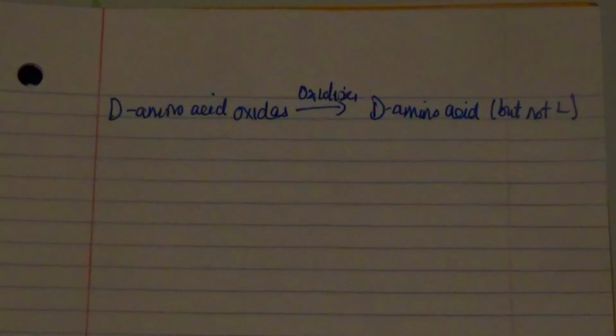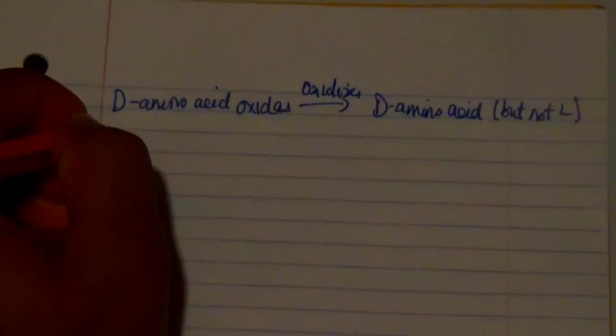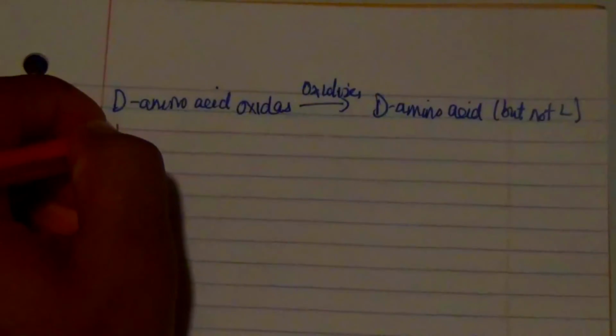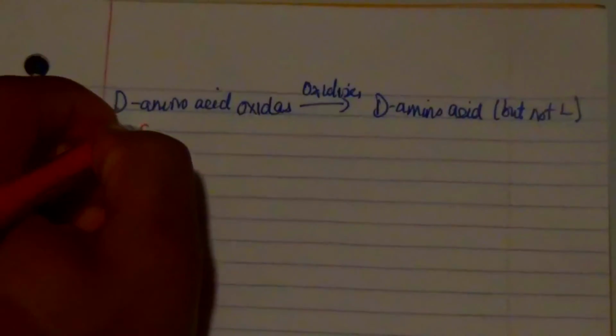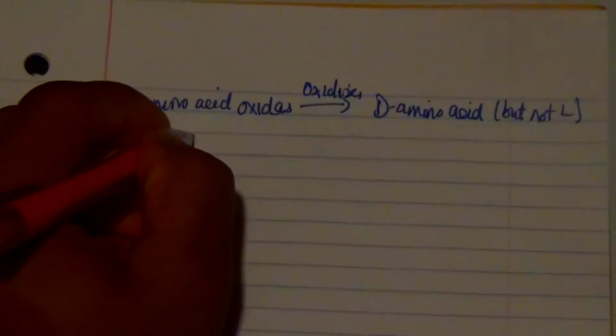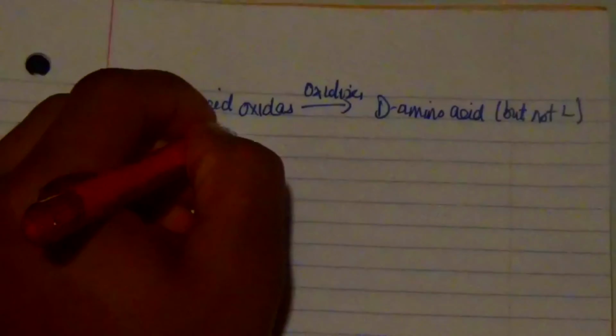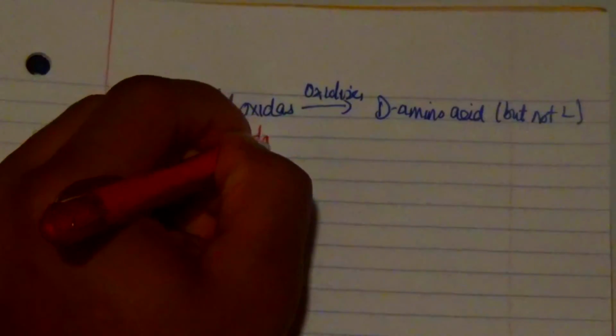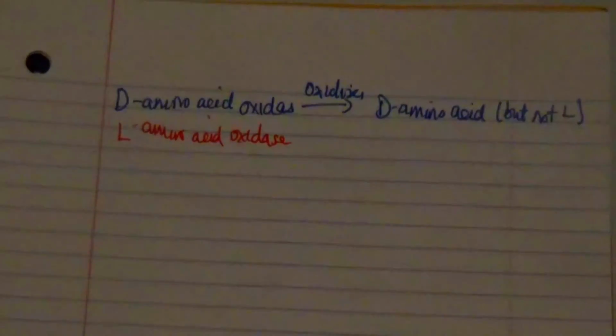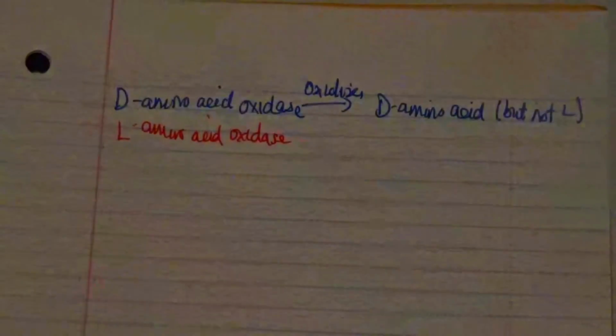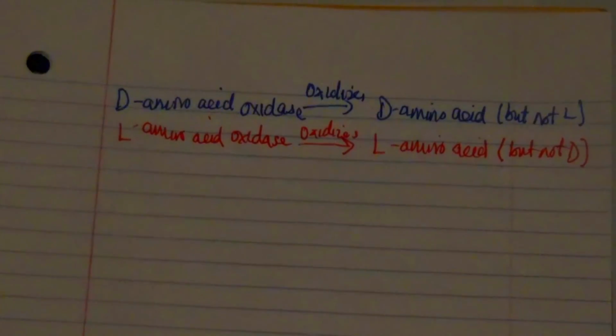However, on the other side, we have another enzyme which focuses on the other enantiomer, which is L-amino acid oxidase. What does this do? I forgot my L on the other one. This other one oxidizes the L enantiomer of the amino acid. That's about it for this particular subject.